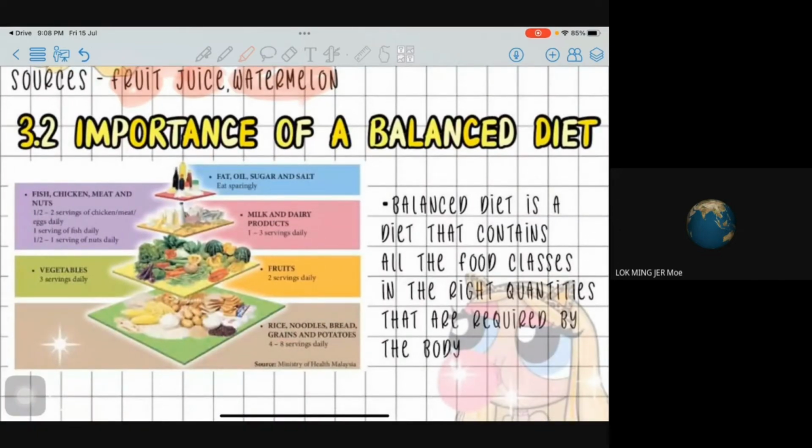Okay, the importance of a balanced diet. Is it important to have a balanced diet? Yes. A balanced diet is a diet that contains all food classes in the right quantity that are required by the body. For example, you need a little fat, oil, sugar and salt. You need a lot of rice, noodles, bread, grains, and potato. You also need a lot of fruits and some milk and dairy.